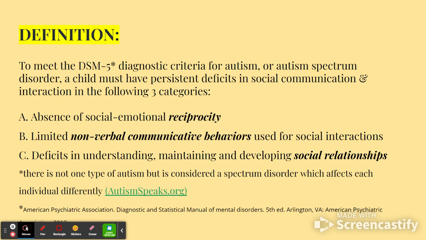Definition. To meet the DSM-5 diagnostic criteria for autism or autism spectrum disorder, ASD, the child must have persistent deficits in social communication and interaction in the following three categories. A. Absence of social emotional reciprocity. B. Limited nonverbal communicative behaviors used for social interactions. C. Deficits in understanding, maintaining, and developing social relationships. There is not one type of autism, but is considered a spectrum disorder which affects each individual differently.